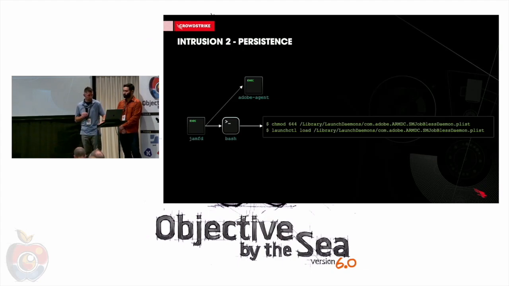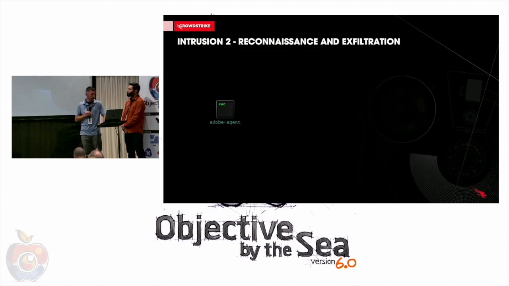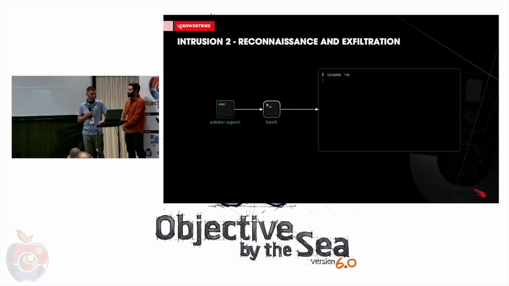And then they load that plist. So again, this is what their plist looks like. We can see the keep alive is set to false, and their plist is set to execute that Adobe agent implant at user local bin Adobe agent, which is where they made the copy. So they run the plist, the Adobe agent implant runs and spawns another bash shell.